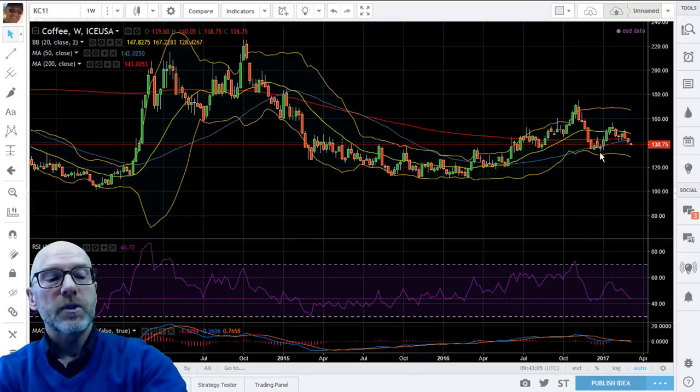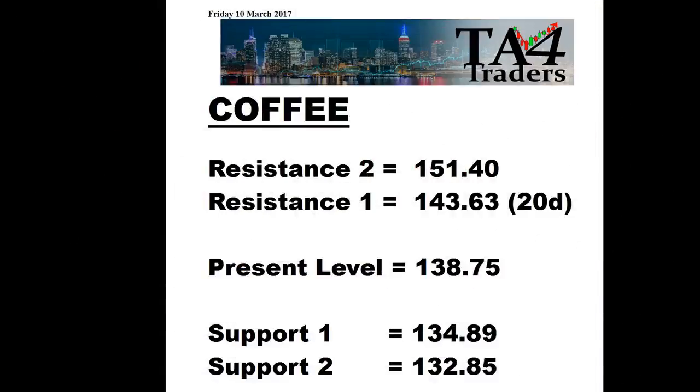On the support resistances for coffee, there's resistance at the downtrending 20-day at 143.63, and then at 151.4, and there's support at 134.89, and then at 132.85.